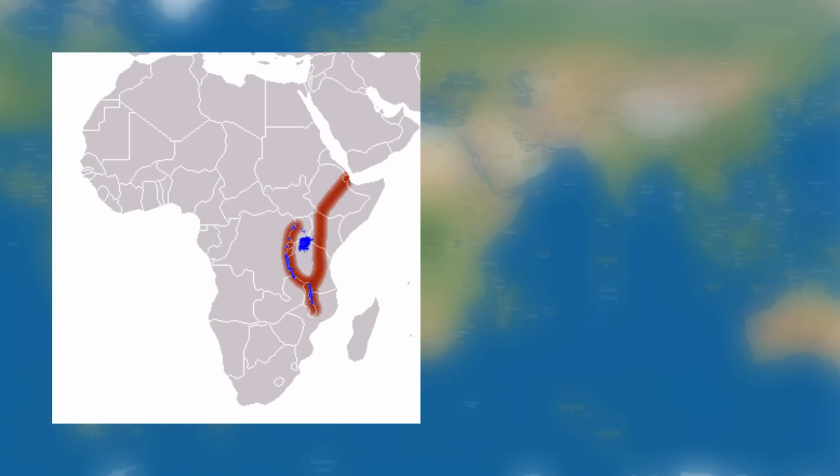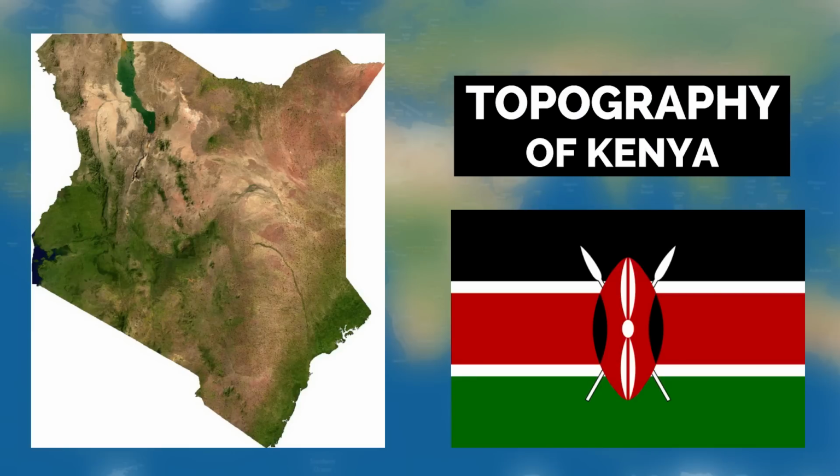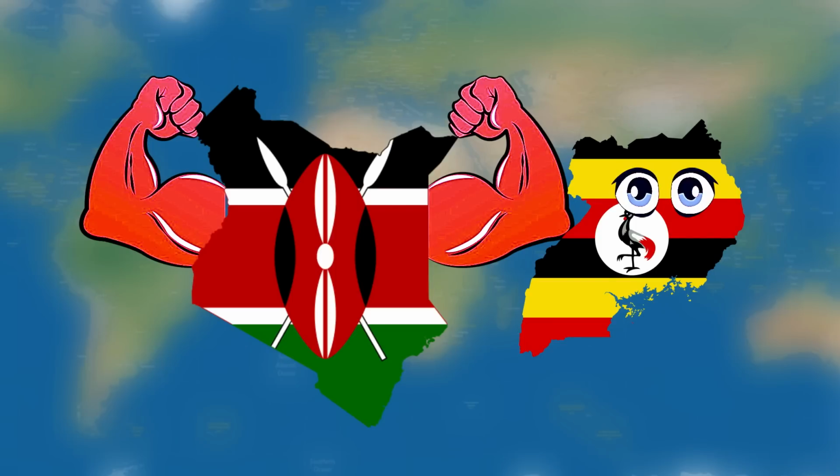Kenya's topography is defined by the Great Rift Valley running through the western region, cutting it into two. The central highlands around Nairobi give way to a low-lying coastal strip along the Indian Ocean. Uganda is a plateau-dominated landlocked nation, with its highest elevations in the Ruwenzori Mountains along the DRC border. While Kenya has direct ocean access, Uganda relies on ports in neighboring countries for maritime trade.